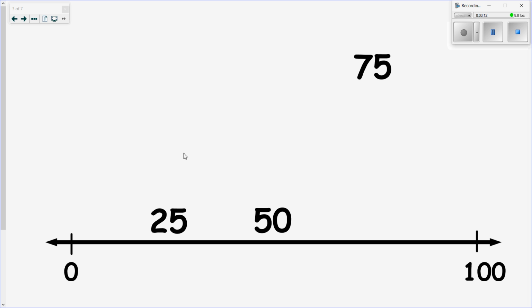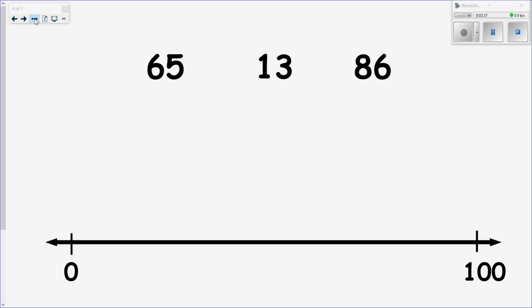And if you can see my pattern here, you might be starting to understand where the 75 might go. So some of you will guess that 75 is halfway between 50 and 100. So once you have these marked on your 100 line, it makes it easier to put other numbers on the line. So let's try that in the next example here.